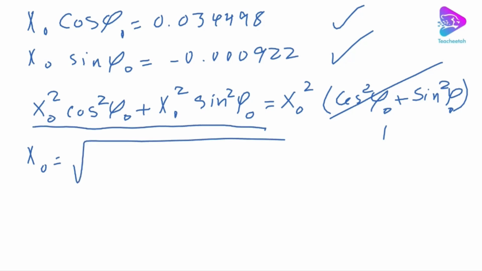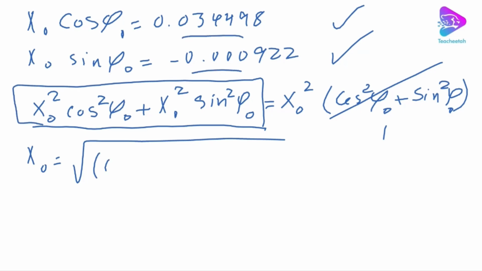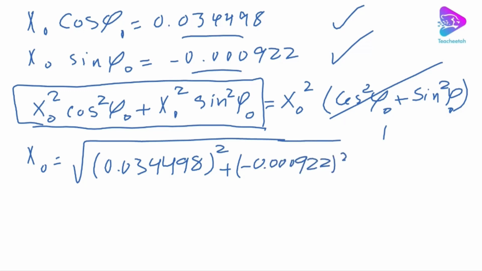And where is this coming from? We can use the two numbers here. So it's 0.034498 squared plus minus 0.000922 squared, which gives us the value of x naught, which is 0.0345, and it is meter, right? So we found x naught, the amplitude from the homogeneous part.